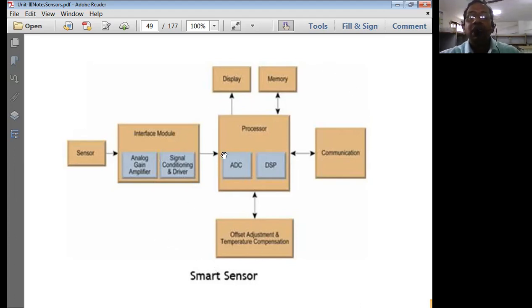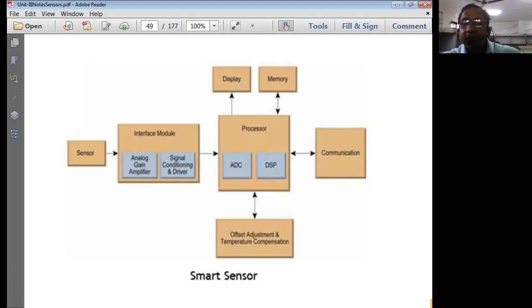All these elements are bidirectional with the processor, except the input signal which comes from the interface module. Inside the processor, you have multiple sub-processors or co-processors, such as an analog DSP processor, math co-processor, and signal conditioning processor. Many processors can be used inside the signal processor. So this is the overall block diagram of the smart sensor.